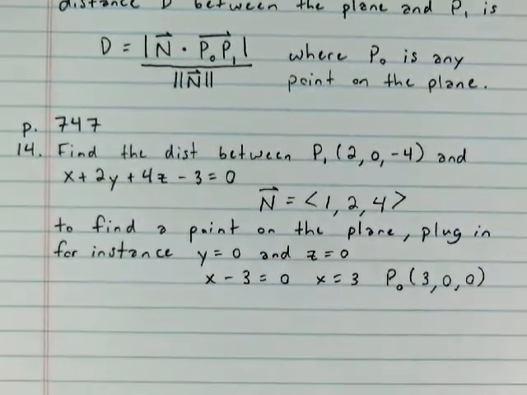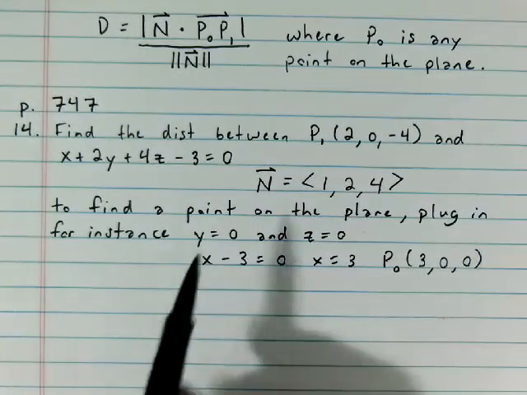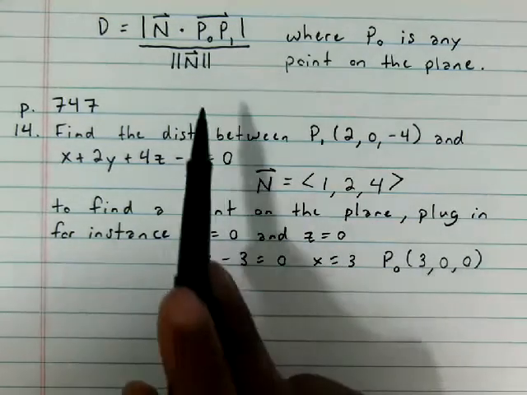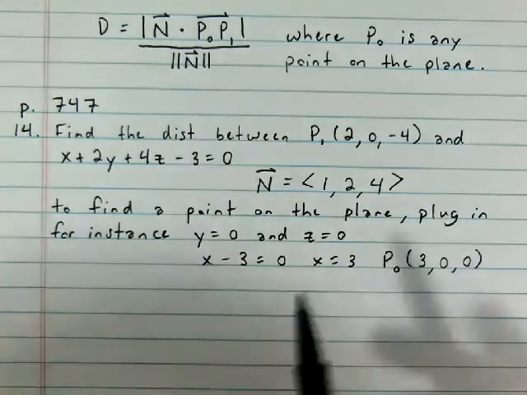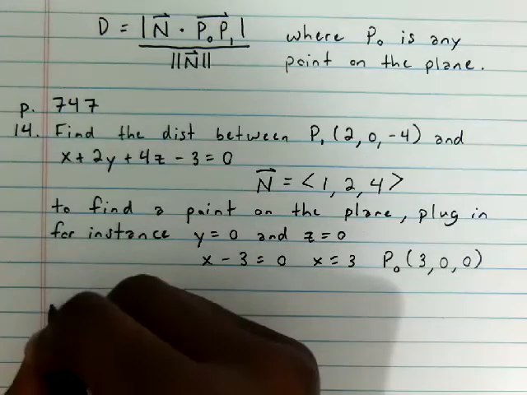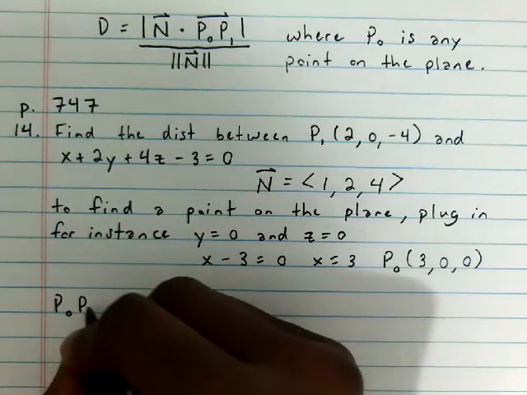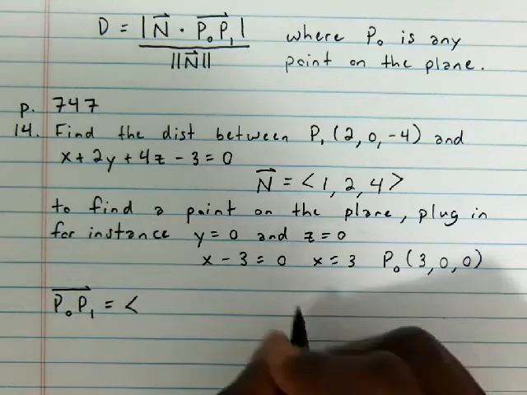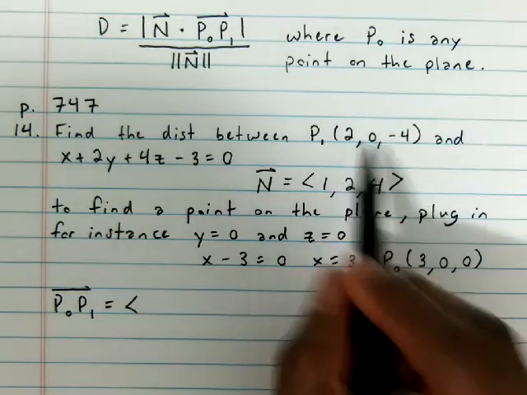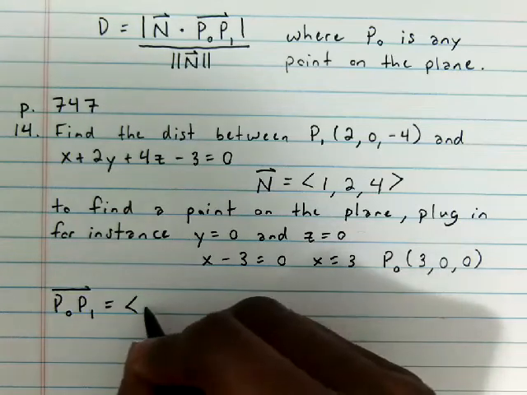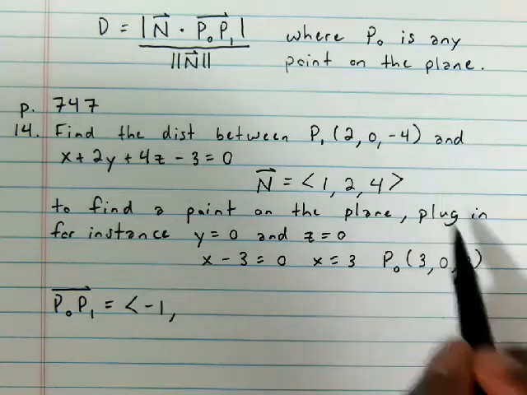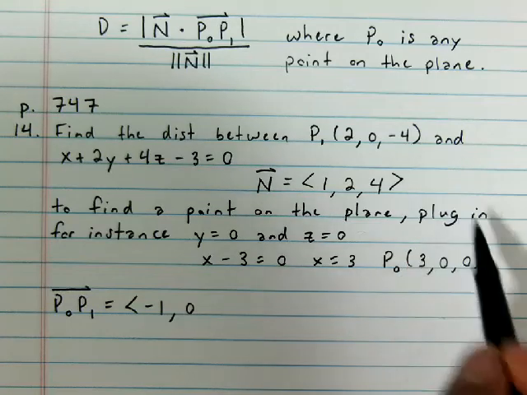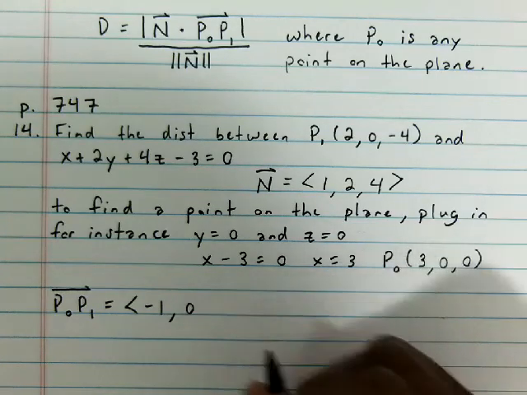So now using that, I can go and use this formula. So our normal vector we already have. Let's find the vector P naught to P1. So our P1, so we're going to do 2 minus 3, which gives us -1, 0 minus 0, which gives us 0, and then -4 minus 0, which gives us -4.